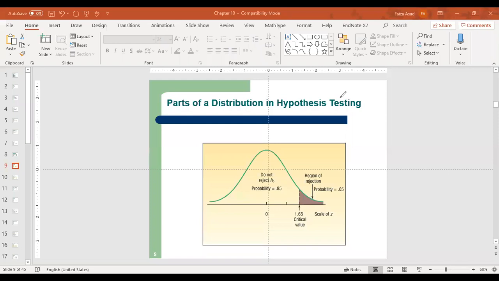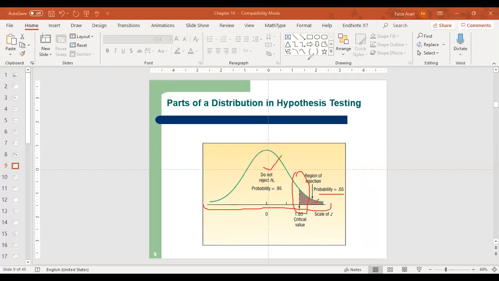Parts of distribution in hypothesis testing. Let's see what the parts of a distribution in hypothesis testing are. I hope you are familiar with this diagram because we have repeatedly used it in the previous semester as well. This is the normal distribution, a bell-shaped curve. At this point, you can see that there is a critical value which separates these two regions. This is the rejection region and this is the acceptance region, where we do not reject H naught. The probability of acceptance is 0.95, and this cut point is the critical value. The rejection region has a probability of 0.05, and this is the scale of Z, where we will plot the value of the Z-score.